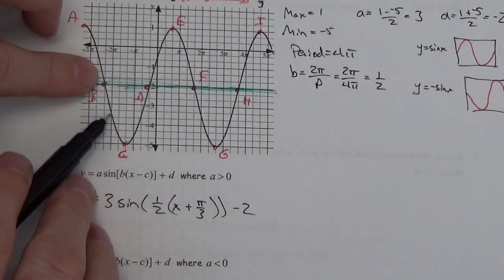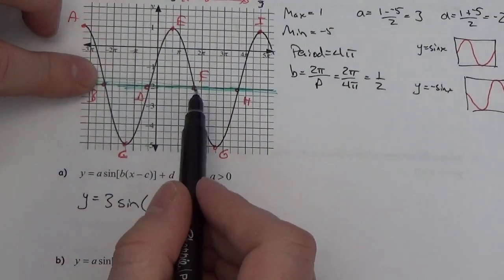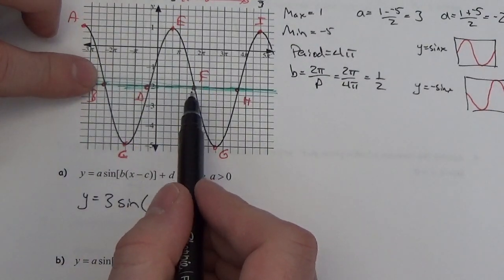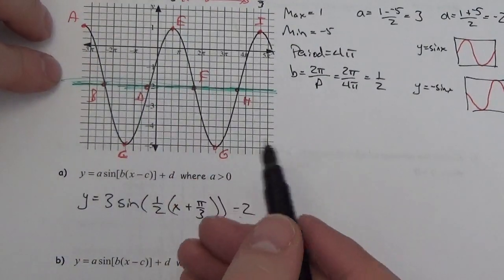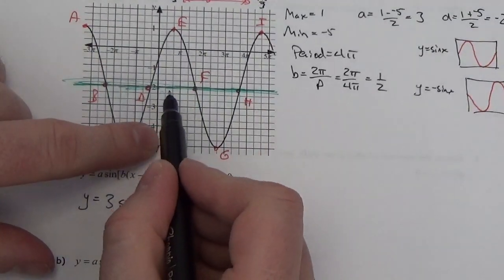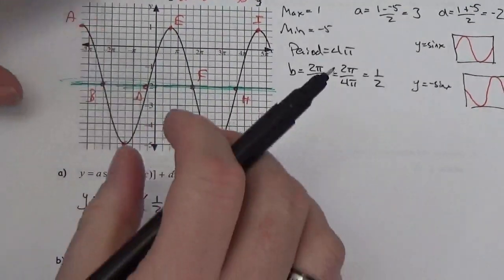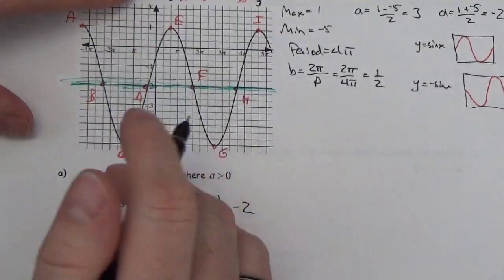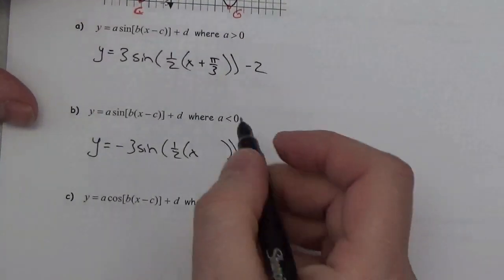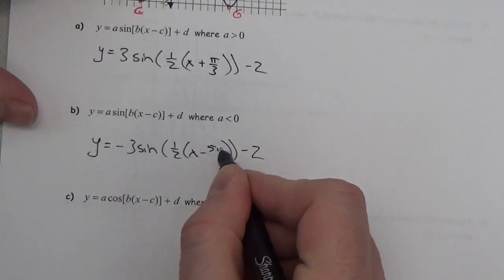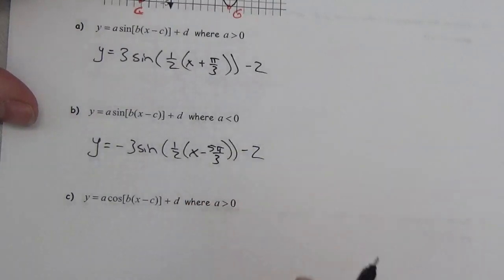B is a great starting point for that, but so is F, and F is closer. In fact, how close is F? Well, it's 1, 2, 3, 4, 5 pi over 3's to the right. So x minus 5 pi over 3.